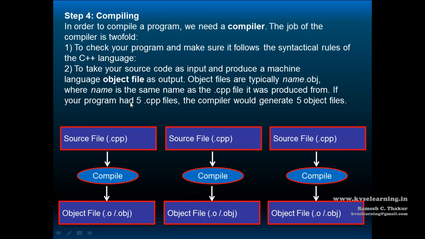If your program had 5 .cpp files, the compiler would generate 5 object files. We have the source file, that is the .cpp file, the C++ program file. It is directed to the compiler, and we obtain an object file whose extension is .o, or in some compilers it may be .obj. In the same fashion, other source files, if you have multiple .cpp files, are directed to the compiler, and accordingly the object files are created.